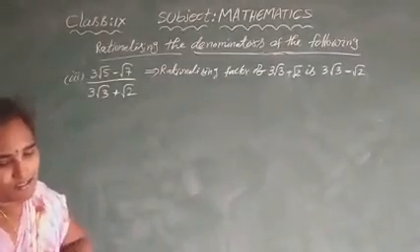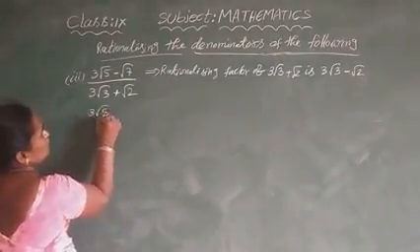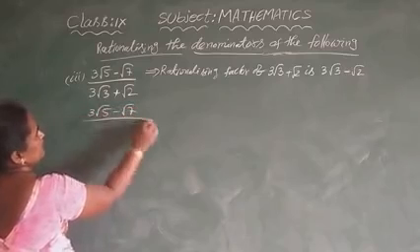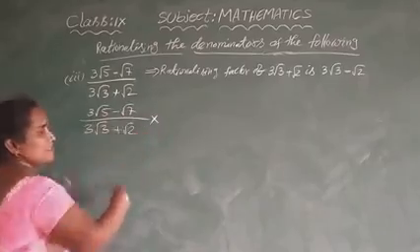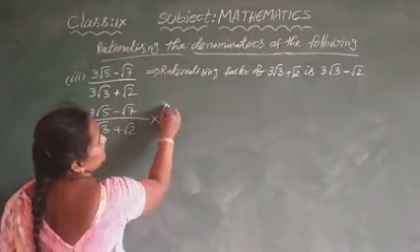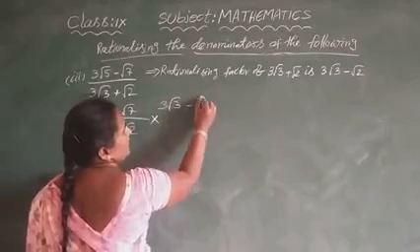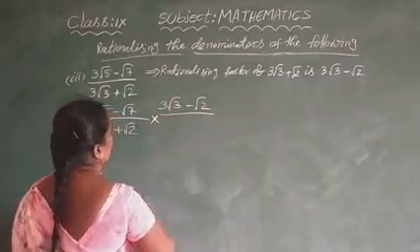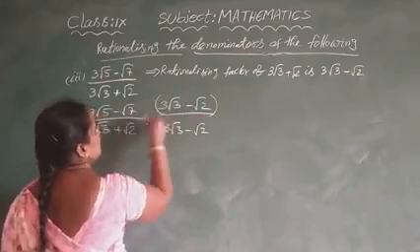Then you calculate this one. 3 root 5 minus root 7 divided by 3 root 3 plus root 2. Rationalizing both denominator and numerator. Take the factor 3 root 3 minus root 2 divided by 3 root 3 minus root 2.